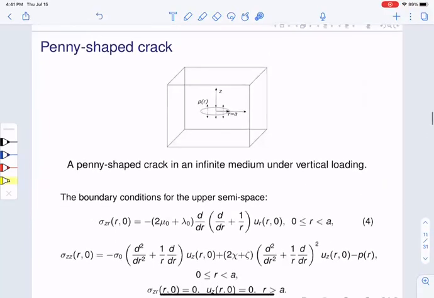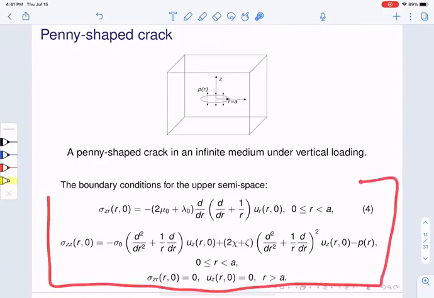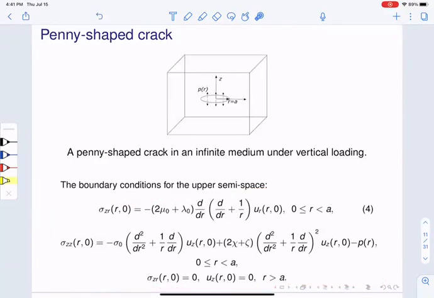Okay, so penny-shaped crack. It is a crack shaped like a penny embedded in an infinite solid. And again, we are looking for an axisymmetric problem. So for this problem, the boundary conditions can be written in this form. And again, since this is a very symmetric problem, we can essentially, instead of considering the whole solid, consider just the upper half-space. And for the upper half-space, these will be the boundary conditions.